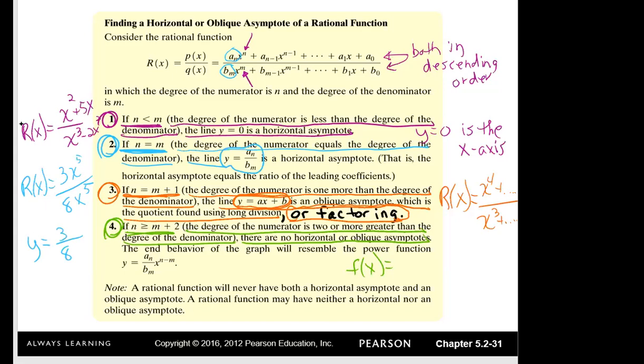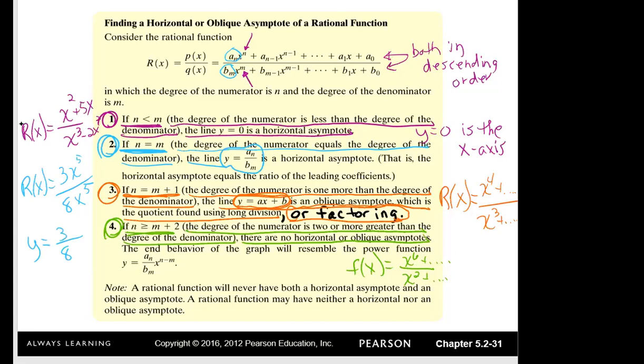So an example of this would be if f of x or r of x, if I had, let's say, an x to the 6th and more terms, and this was an x to the 2nd and more terms. 6 is 4 more than 2, so it is 2 or more greater.